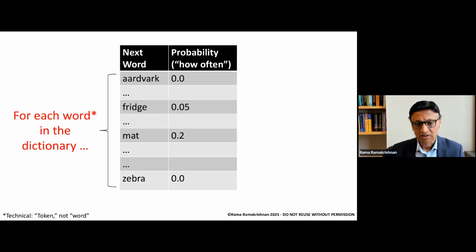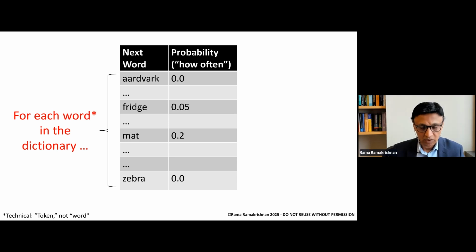Now, what does the table contain? You can think of the table as having 2 columns. And the rows of the table correspond to what's called a token, technically. But I will just use the word "word" to refer to this because I think it gets at the conceptual heart of this thing. So imagine that the table has a row for every word in the dictionary, starting with aardvark, let's say, all the way to zebra.